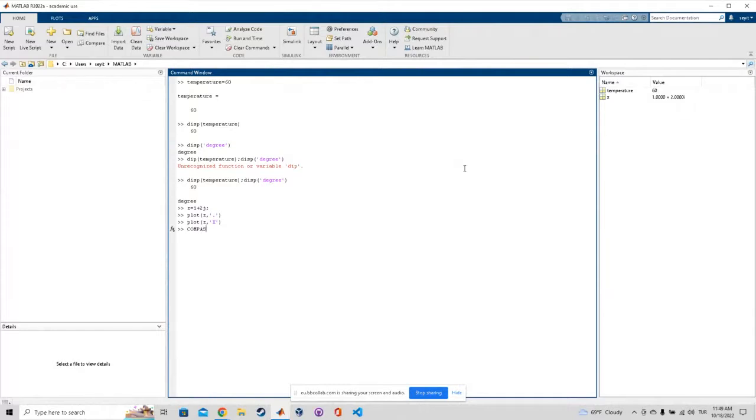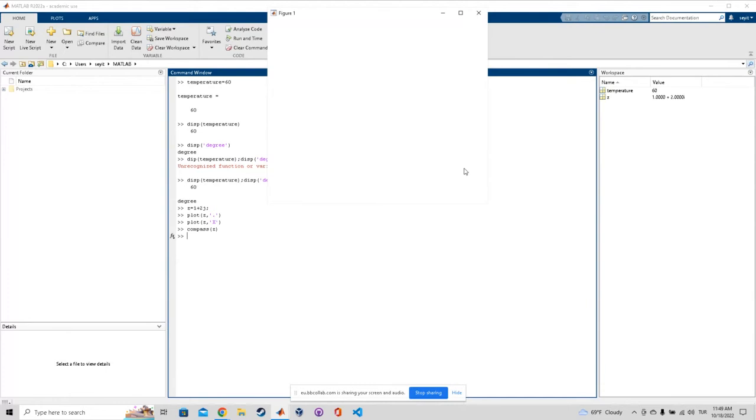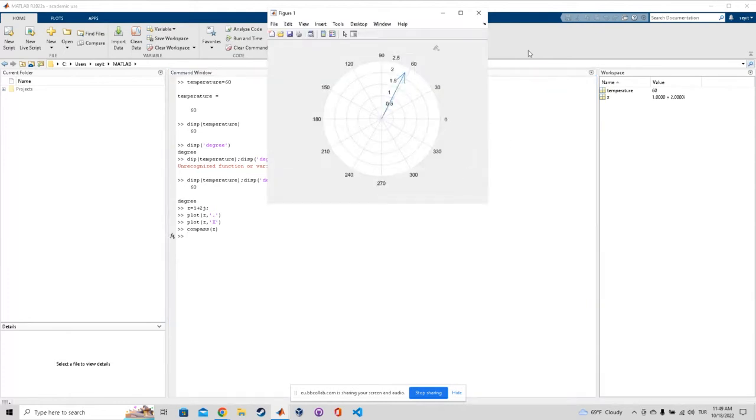Also, you can use compass and write compass, but not with a capital. Open parenthesis, just write z in it, hit enter, and it will show it like this, your compass z.